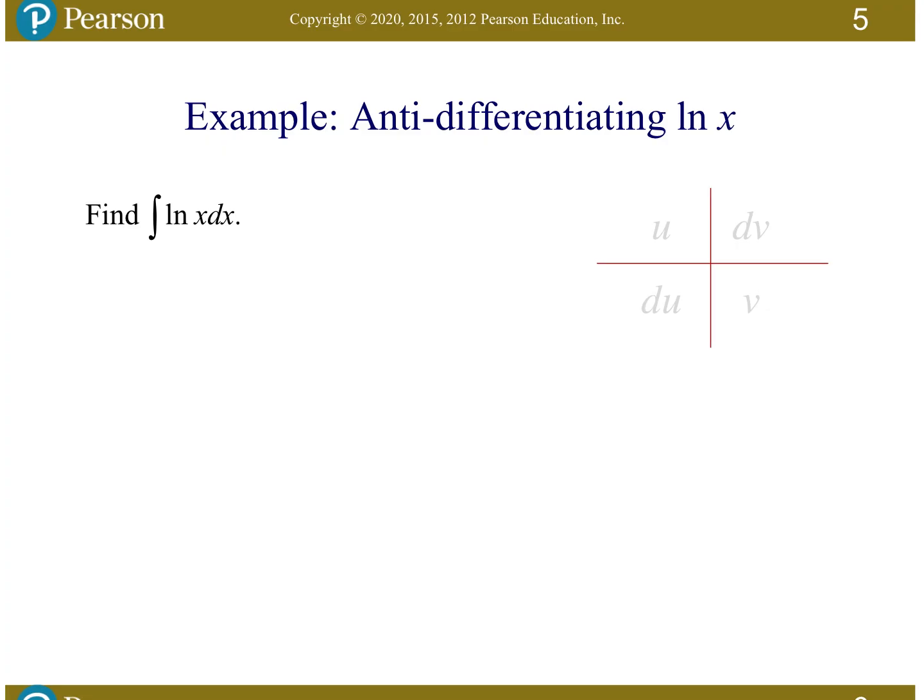Okay, so we're looking at this. Natural log does not have an antiderivative that we know of, that we have memorized. It's not one of the ones that we have. But according to LIPET, natural log would be what I would choose for my u term. So I'll have the natural log of x, which means the only thing that's left is dx, which technically would have a coefficient of 1.